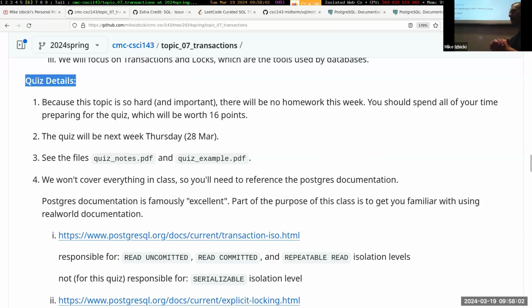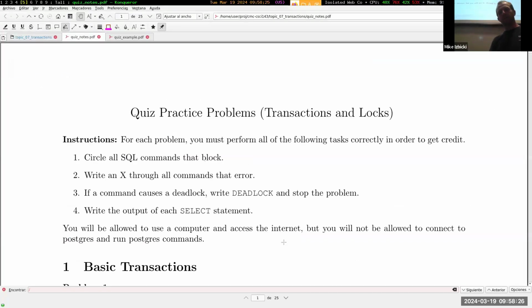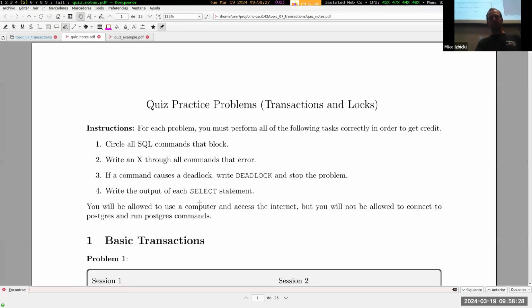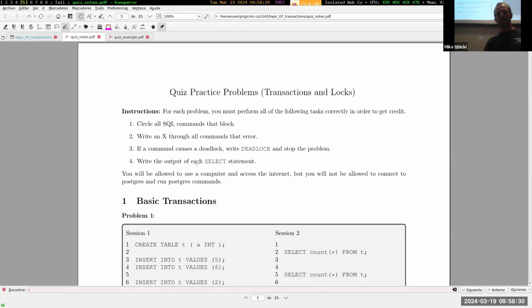Okay, today in class, our technical details will be preparing you for the quiz for next week. There are 2 files that you'll need that we'll be going over today, quiz notes.pdf and quiz example.pdf, both contained in the GitHub repo here, in topic 7. What they look like is this. They have a short set of instructions up at the top.